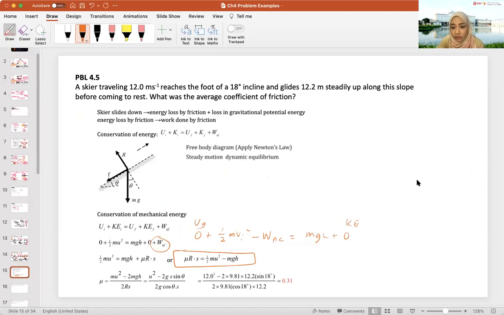Okay, Adam tanya, doktor kalau letak WNC kat sebelah final tu ada negatif tak doktor? Kan dapat WNC as minus. It becomes a positive. It becomes a positive work done. Kita solve dapat negatif kan? When you put it at the final side, it becomes a positive.